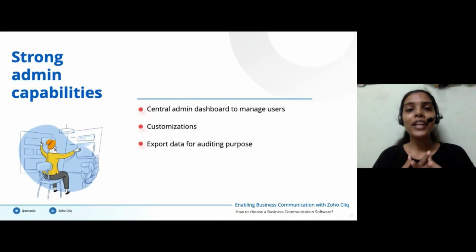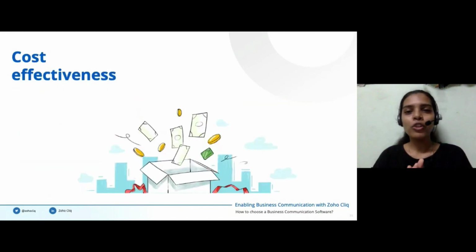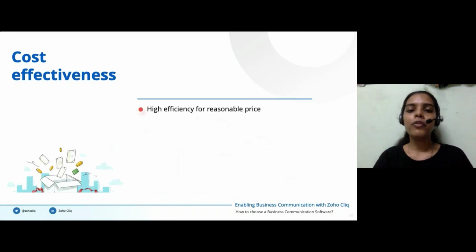Come to the last point. Very, very important point. Although it is listed in the last, you might look at all the features. If this is available, that is available. In the end, it all comes down to the cost of the product. So make sure you buy a communication software that gives you more value for the money you pay. Value is very important. So the more efficient you feel with the features for the price you pay, the better it is.